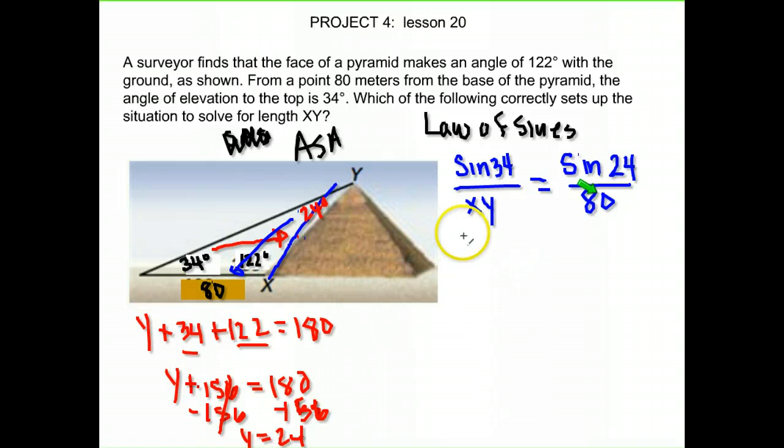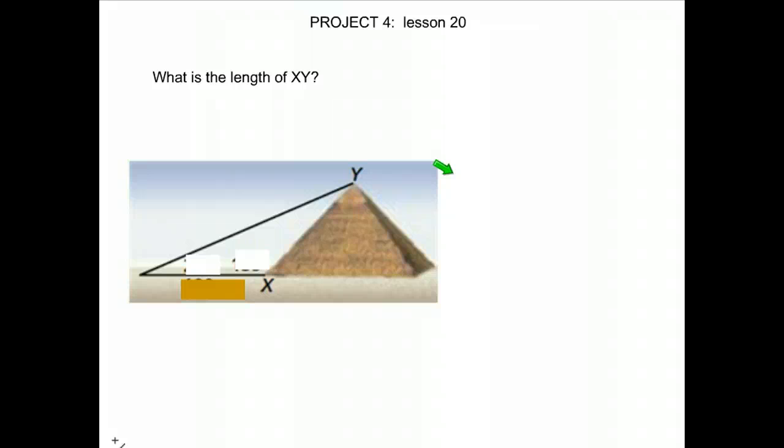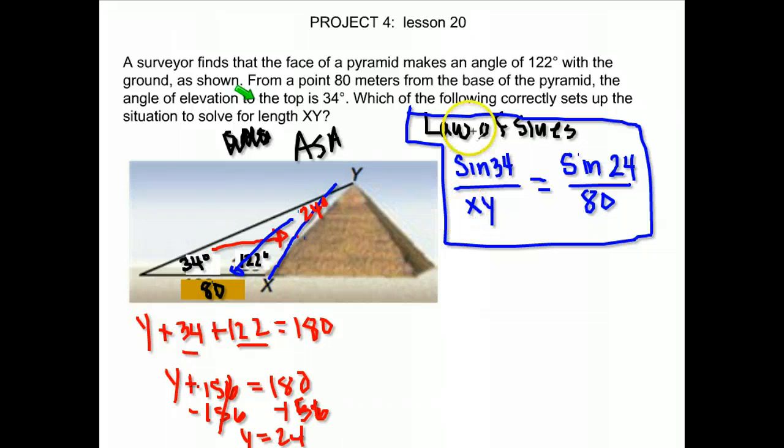Okay, so that's what I have so far. I would solve that, and if I solve that, I could find the length of xy. They didn't ask me to solve, they just asked me what would correctly set it up, and it would correctly set it up to use the law of sines, and this is what it would look like. Okay, question number 2. What is the length of xy? So for question 2, I'm going to go back and solve that problem that I set up. Question number 2 wants me to actually solve this.